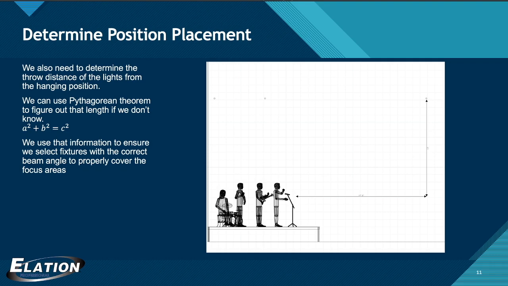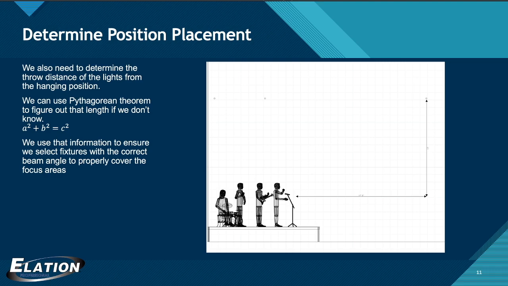So we all may remember the Pythagorean theorem, a squared plus b squared equals c squared. So we can take the distance from the stage to the hanging position, which in this case, it might be hard to read, it's 17 foot 6 inches. And the hang height is 13 feet. Now notice that the hang height is not measuring to the floor. We're not concerned about the size of the light when it hits the floor. We're concerned with it hitting the center of the focal area, which is an individual, not the floor.